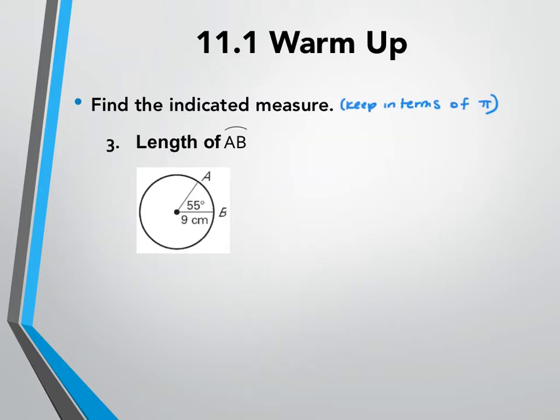Okay, 3 says find the indicated measure. Again, this time I'm looking at the length of AB, and I told you to keep it in terms of pi. What's the formula for the length of AB? Length equals the measure over 360 times 2 pi r, or if I had the diameter, pi d, right?